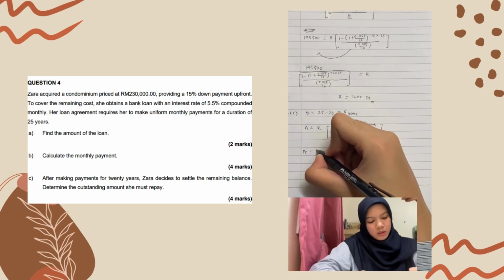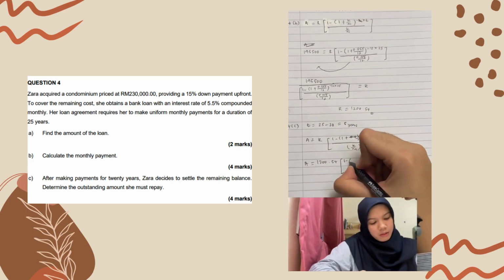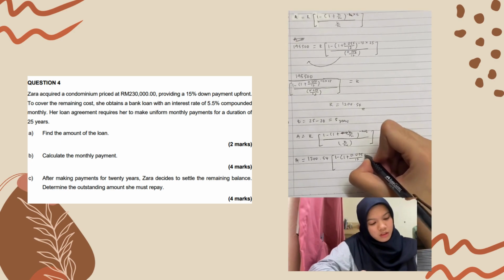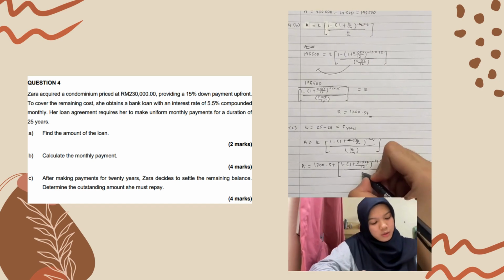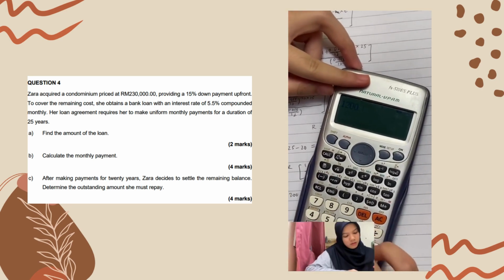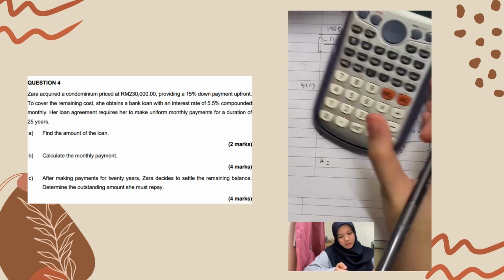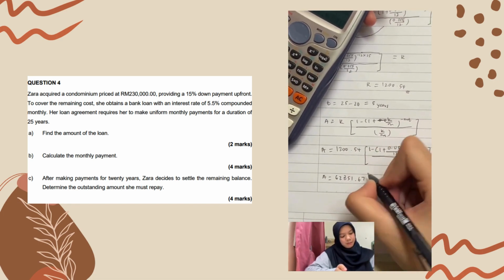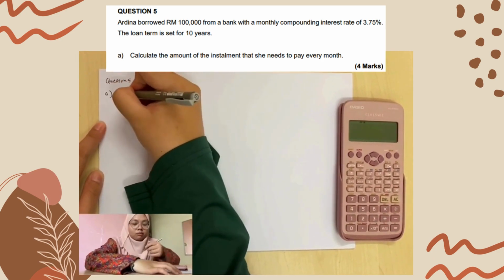So A equals to 1,200 ringgit 54 cents, 1 minus 1 plus 0.055 over 12, power of 12 times 5 over 0.055 over 12. Let's calculate it. A is 62,851 ringgit 67 cents.